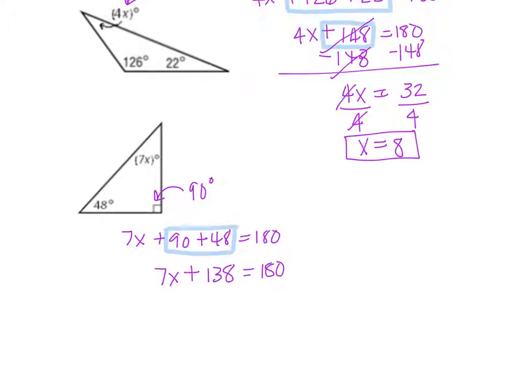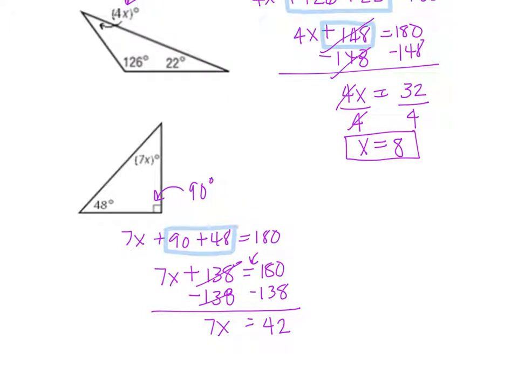And I do that just to put like things together, just to make my life easier. I'd rather subtract 138 than do 90 and 48 again each. So here I can do the opposite, which is the inverse. So instead of adding 138, I'm going to take away 138 from each side because I have an equality going on right here. So when I do that, these cancel out and I'm left with 7x is equal to 42.